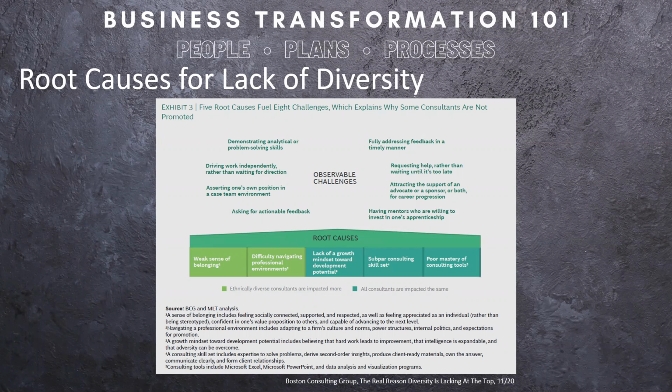The study identified 5 root causes, with 3 of the root causes adversely impacting all consultants equally. The other 2 root causes had a larger adverse impact on ethnically diverse consultants. Since the objective is to increase diversity of the leadership team, the focus was to define improvement priorities for the 2 root causes that more heavily impact diverse individuals.